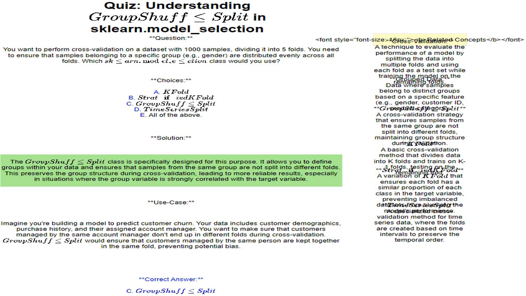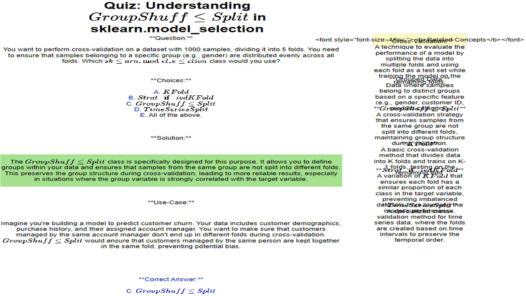False. K-fold divides the data into folds without considering any group structure. It might split samples from the same group into different folds, potentially leading to biased results if the group variable is important. False. Stratified K-fold focuses on maintaining the proportion of classes in the target variable within each fold. It doesn't handle group structure, so samples from the same group could still be split across folds.